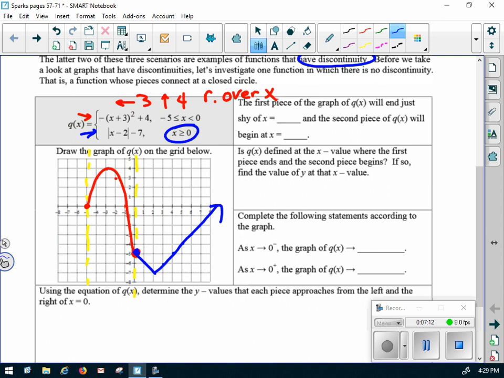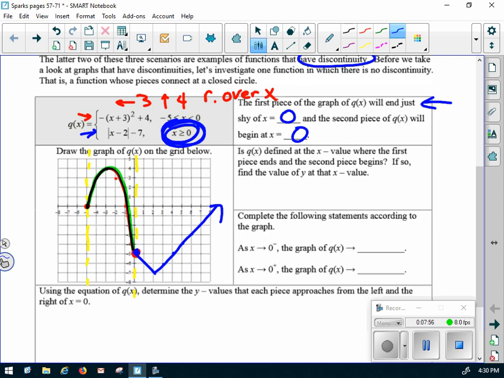Now let's look at these questions starting up here. The first piece of the graph of q of x will end just shy of... All right, I guess I'm going to try to trace this so you can see. Let's trace it with green. This piece does not touch the fence, remember? So that piece ends just shy of x equals 0. And the second piece actually starts at x equals 0 because that second piece owns the fence.